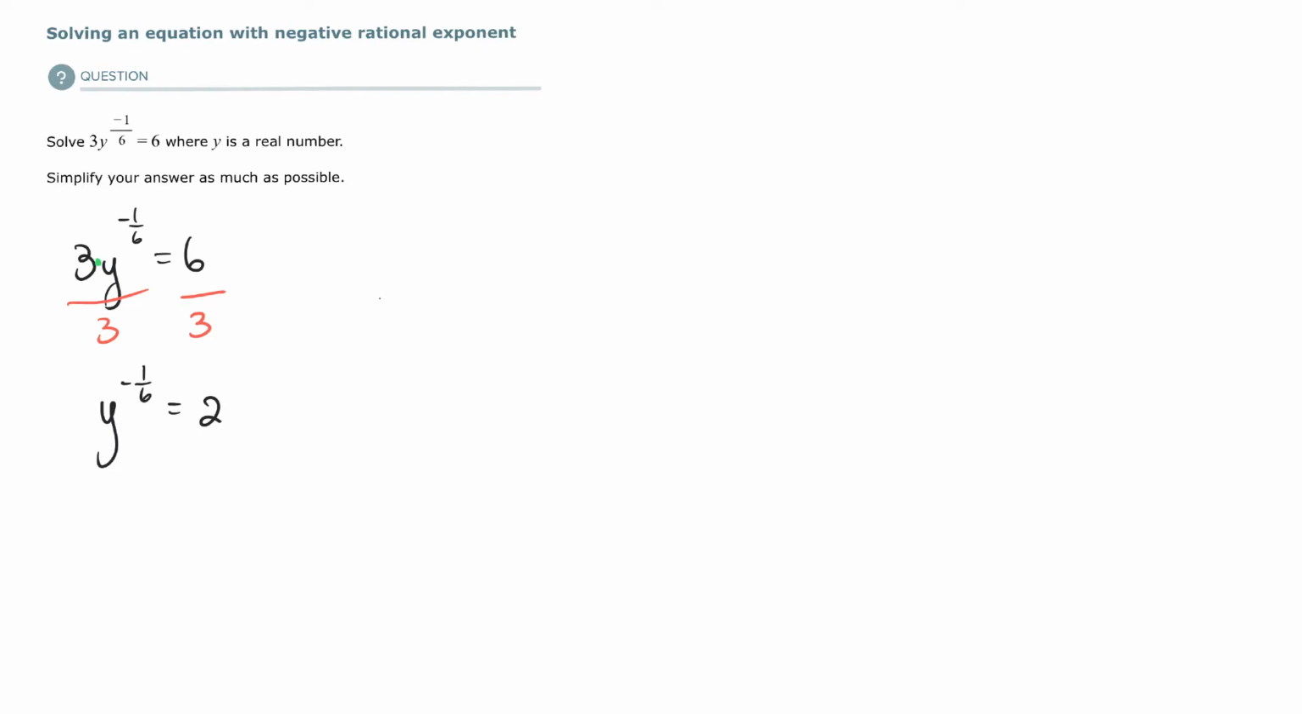Now, how do we get y by itself? Well, we could use exponents. So y to the negative 1/6, and we'll use an exponent here of negative 6, is now equal to 2 raised to the exponent of negative 6. The power exponent property is what? y to the p raised to the m is simply y to the p times m. So a power to the power rule of exponents with a base of y.